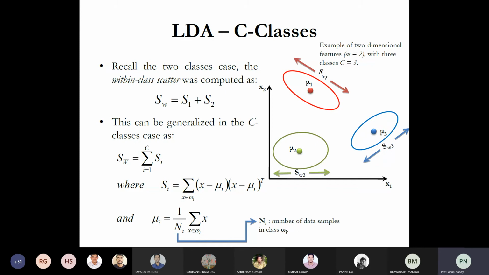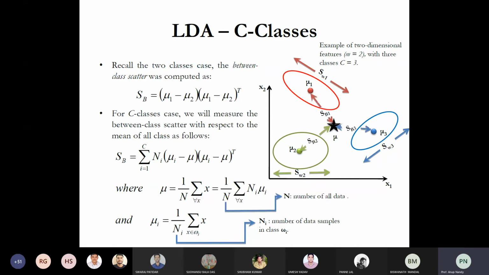Now what is Si? For the two class case, we computed the covariance matrix as (X minus mu1) into (X minus mu1) transpose. But here, if you have C classes, your covariance matrix will be, where X belongs to wi, (X minus mu i) into (X minus mu i) transpose, where mu i is equal to 1 by Ni into the sum of X. So Ni is the number of data samples in class wi. This is very simple. You only have to extend it. Only the notation is changed. You just have to change it for the ith class, for all this computation that you will have to do.